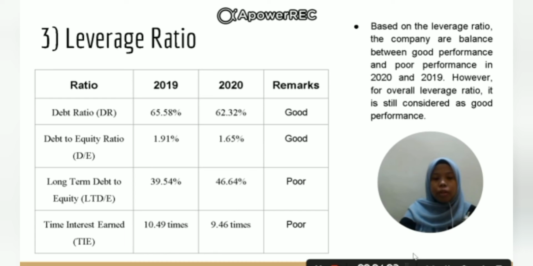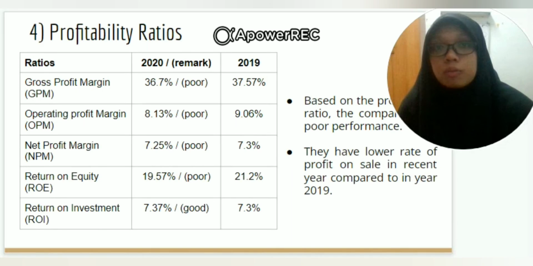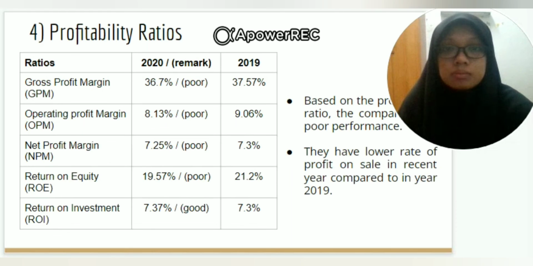Based on the leverage ratio, the company is balanced between good and poor performance in 2020 and 2019. However, for overall leverage ratio, it's still considered as good performance. The last ratio is profitability ratios. Profitability ratios indicate the rate of profit on the sales, which shows the profit earned for every RM1 ringgit of the investment and measures the overall management effectiveness.